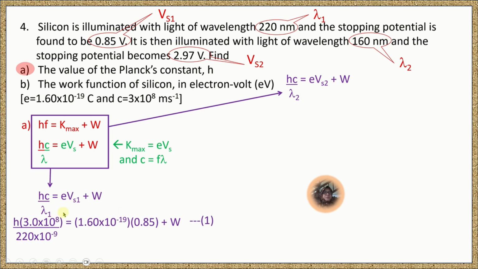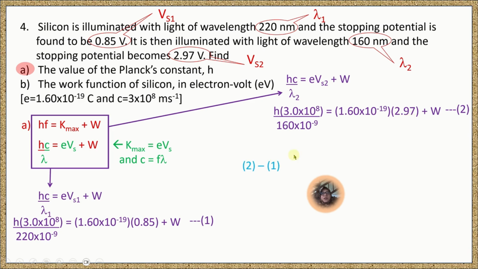So for the first situation, h, the Planck constant, is what we are going to find. c is the speed of light and lambda 1 is 220 nanometer converted to meter. Then e is 1.6 times 10 to the power of negative 19 and the stopping potential is 0.85, plus the work function. So this is equation 1. For equation 2, we substitute the same into the equation except lambda 2 is 160 nanometer converted to meter and the stopping potential is 2.97 volt.